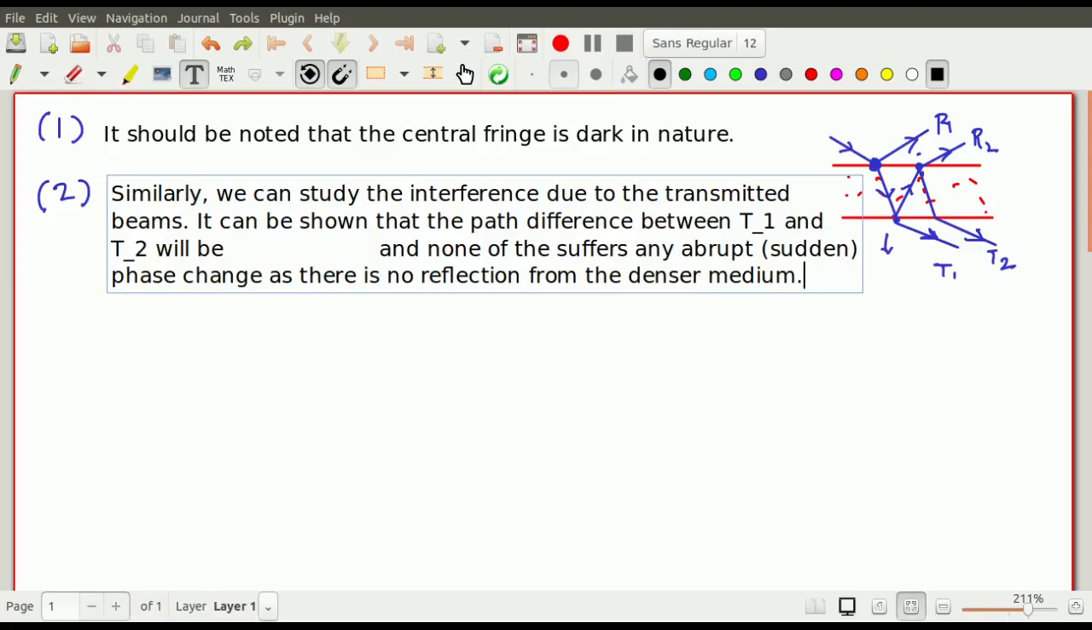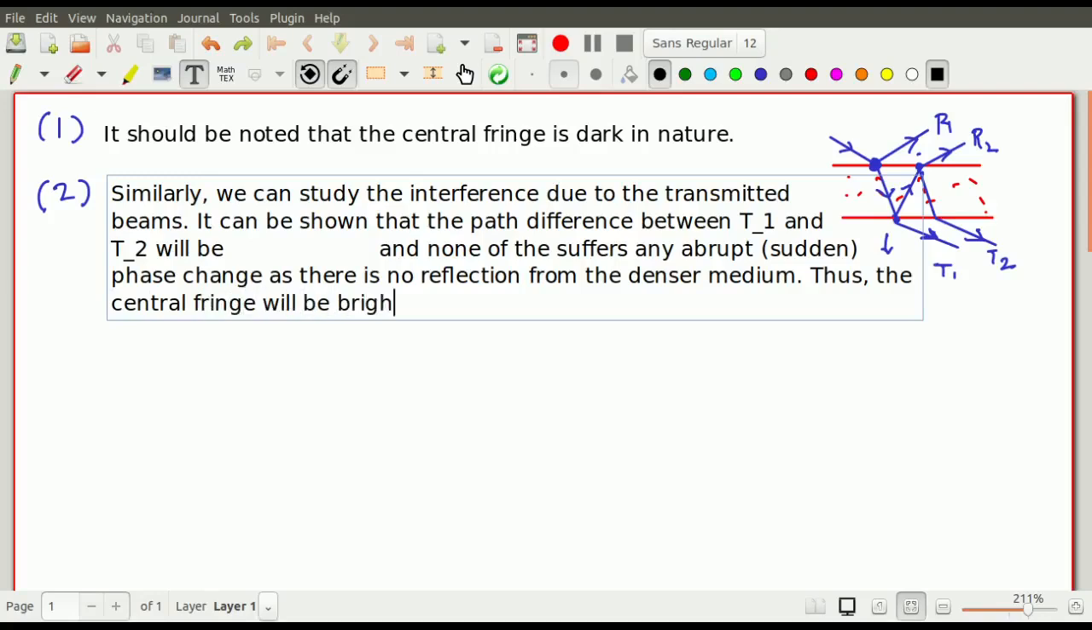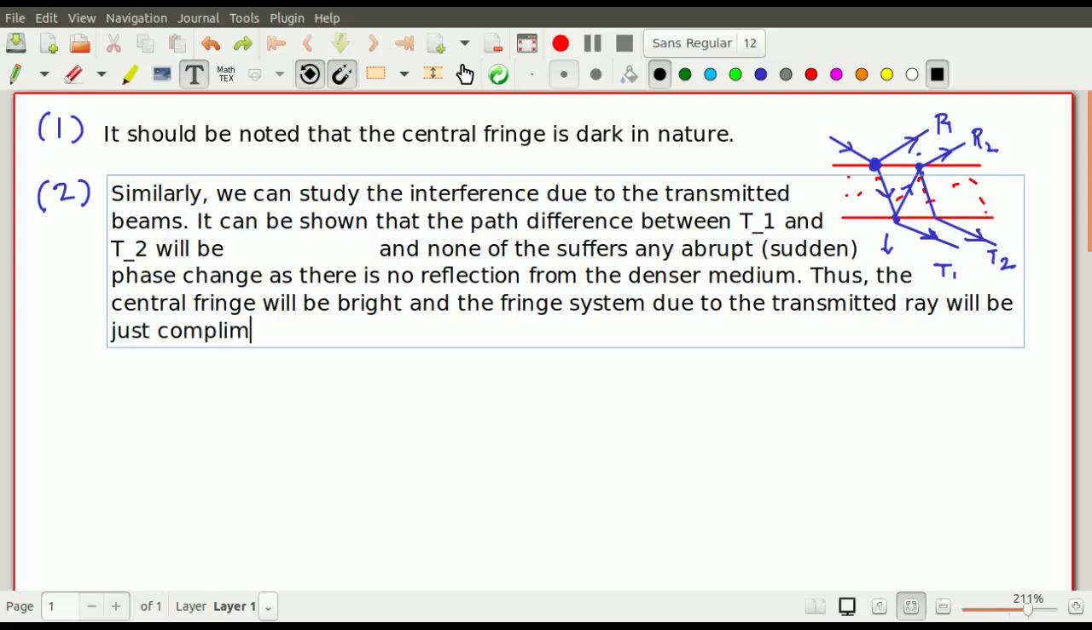Thus the fringe system, so what will the central fringe be in this case? Thus the central fringe will be bright, and the fringe system due to the transmitted ray will be just complementary with respect to the reflected system.